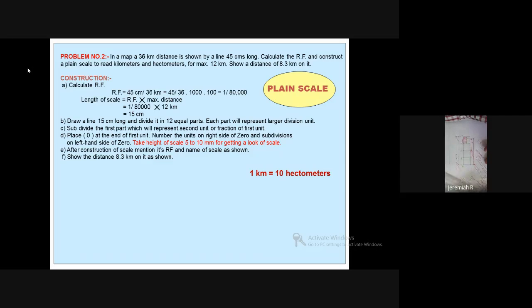So kilometer to meter: 1 by 80,000 into 12 into 1000. That will be converted into meter. Then meter to centimeter, into 100. So 1 by 80,000 into 12 into 1000 into 100. You'll get it in terms of centimeter. That is 15 centimeter. But the maximum length is 12 kilometer.